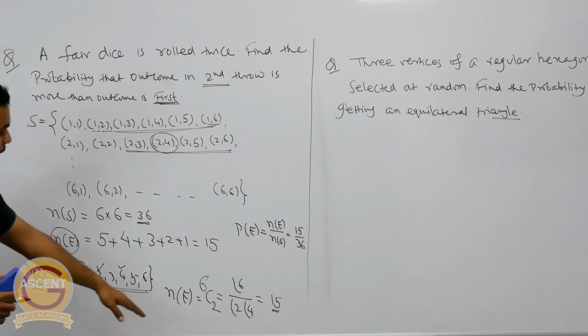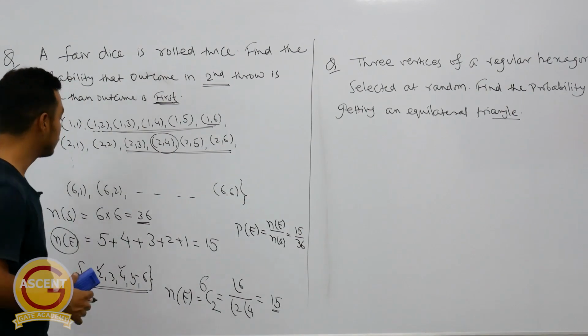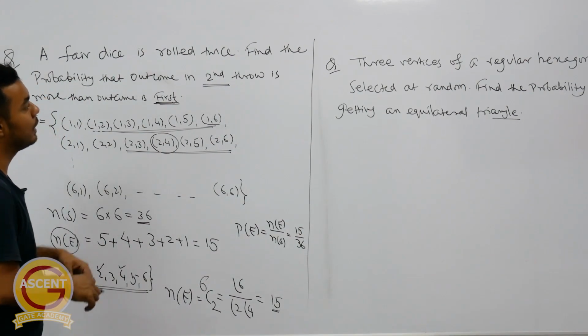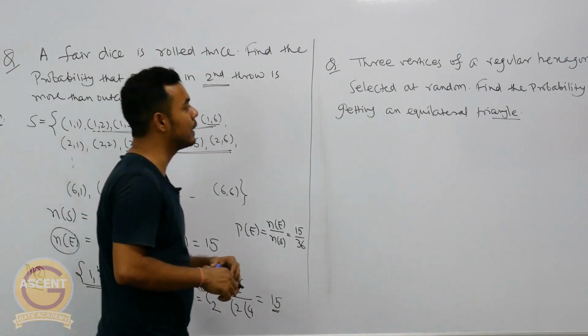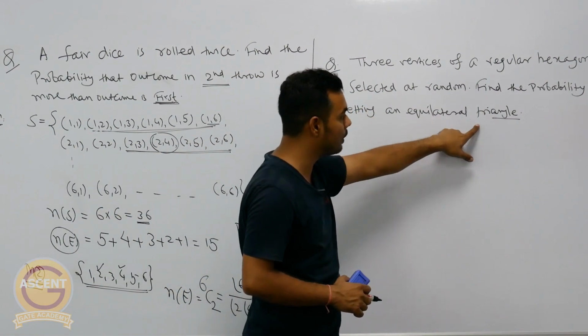So there you can directly write that the number of favorable cases will be simply 6C3. Okay, so this was a very basic problem. Now the next question is, 3 vertices of a regular hexagon are selected at random. The question is, find the probability of getting an equilateral triangle.